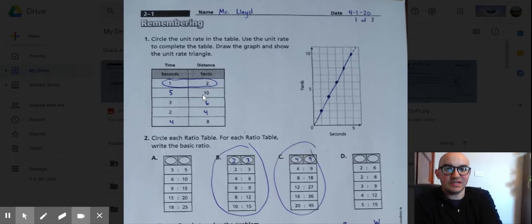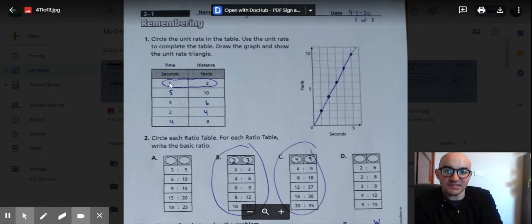So if we're given that it went 10 yards, we know that it would take 5 seconds. If we're given that 3 seconds passed by, we know that it would have traveled 6 yards. If it had traveled for 2 seconds, then it would have traveled 4 yards. And if it traveled 8 yards, then we know it would be 4 seconds.